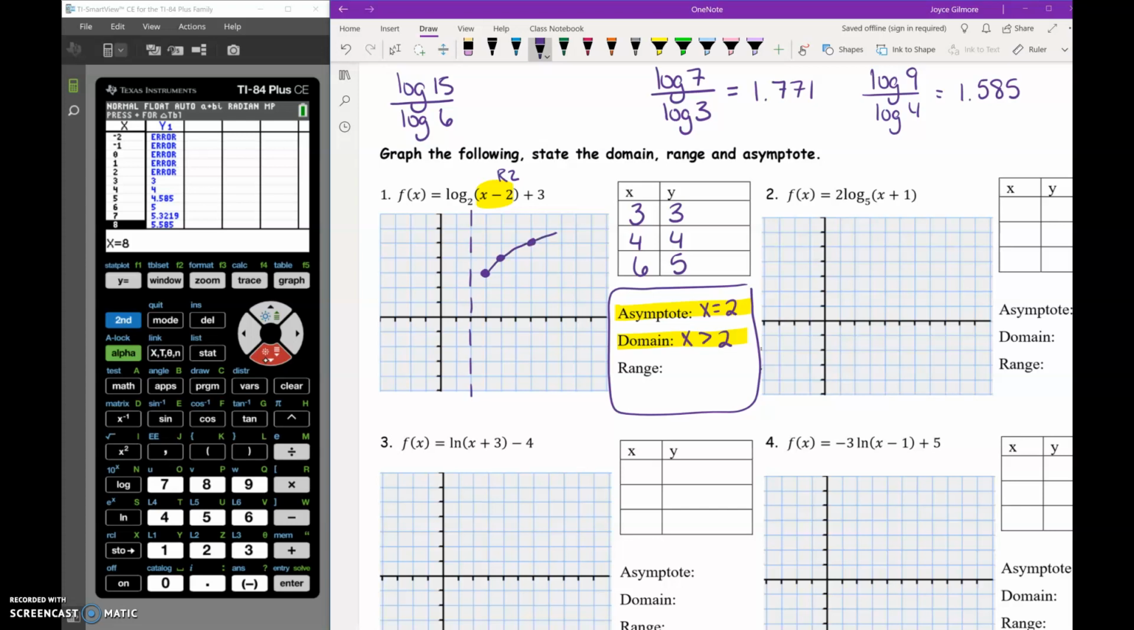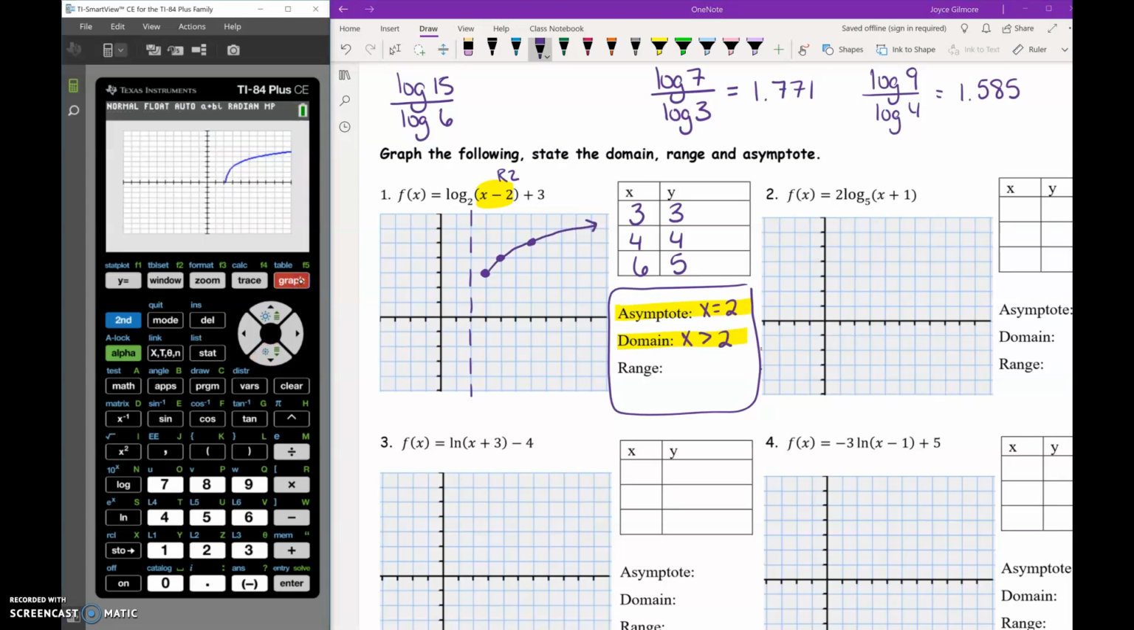Okay, so this is going to continue going up in that direction. And left of that point, it doesn't show it very well on the graphing calculator just because of the pixelation of it, but it's going to get closer and closer to that asymptote, but not cross it. Do not cross your asymptote. Okay, the hardest part of this entire thing. The range is all real numbers.